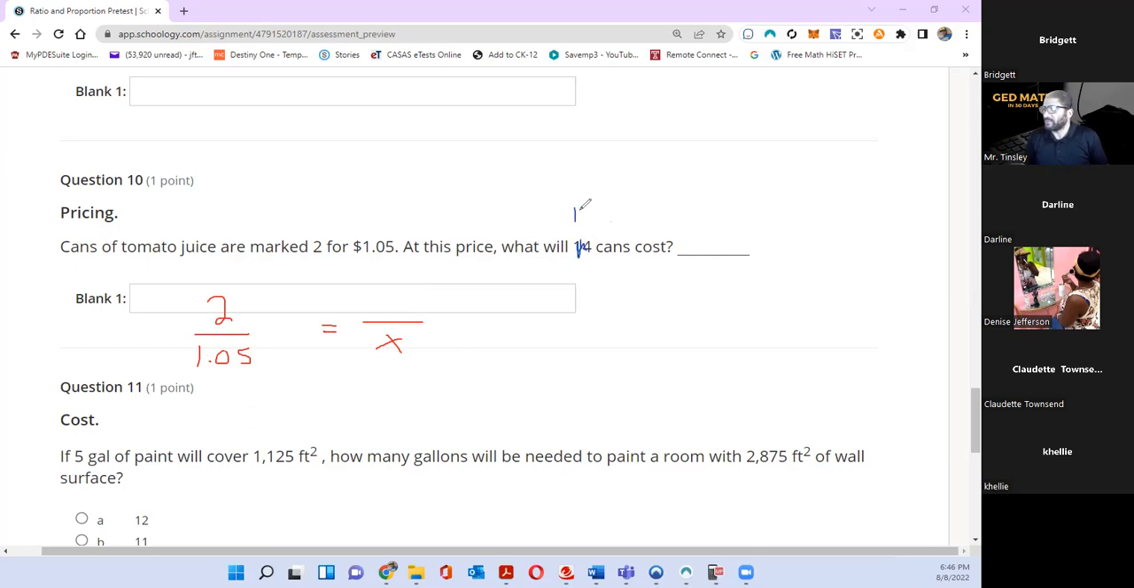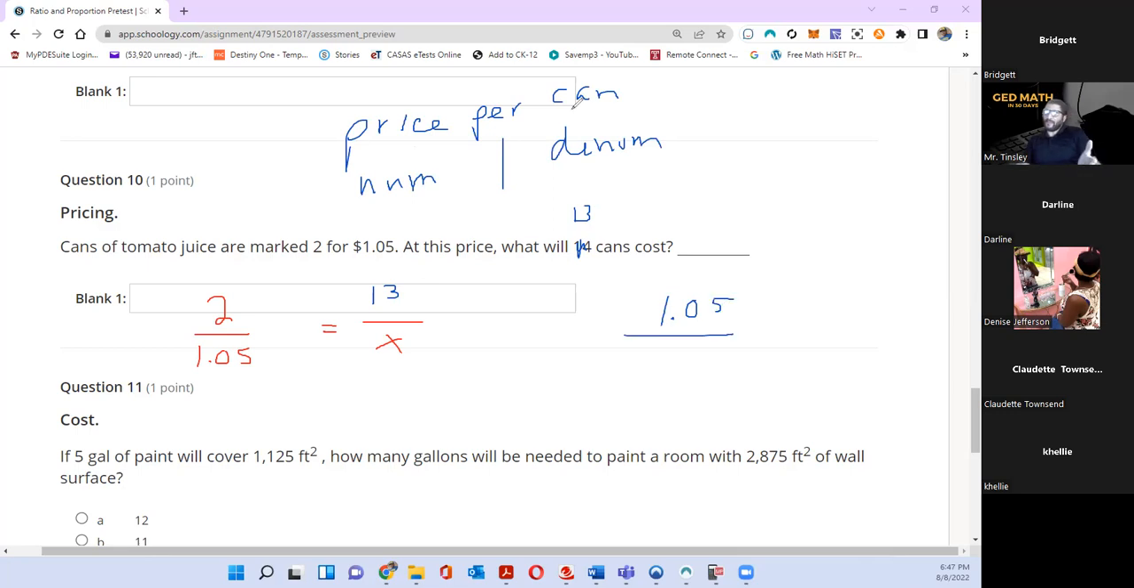But the problem comes in when they change the number to 13 cans. Okay, so this is 13. Oh my goodness, how do I do that? This is what I would do. You could cross multiply, but I'm going to do that last. I paid $1.05. Price per can. So my price is my numerator divided by my number of cans. That's my denominator.